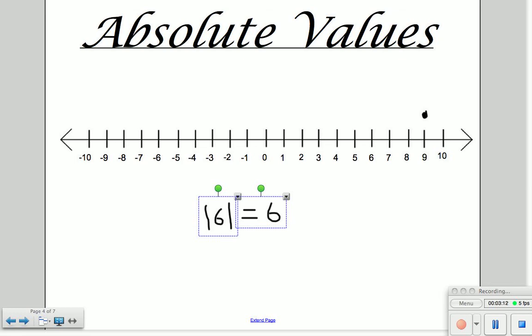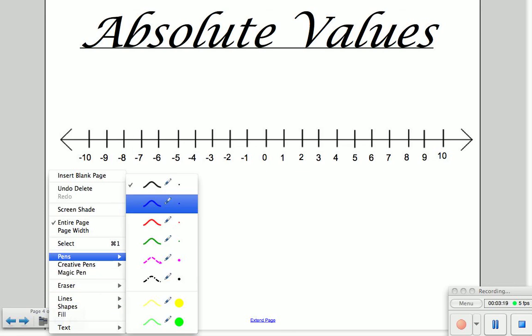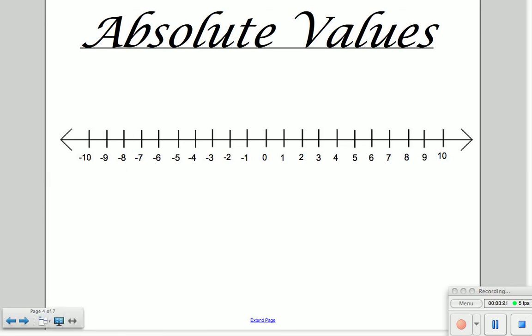Okay, let's look at what a negative number looks like when we're taking its absolute value. Let's pick a negative number like, let's say -4. We want to know what the absolute value of -4 is, which means we want to know how far away -4 is from 0. Well, let's count. It's 1, 2, 3, 4. So the absolute value of -4, how far away it is from 0, is equal to 4 spaces. It is 4 spaces away from 0.